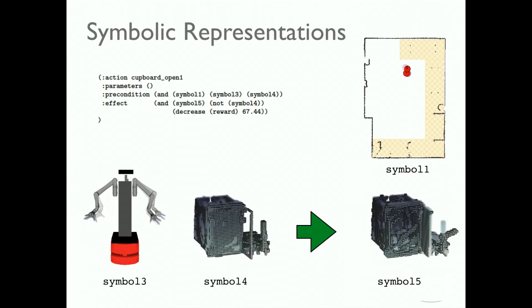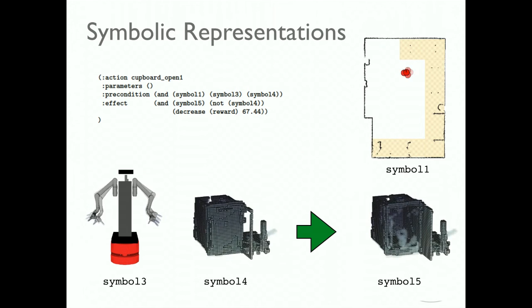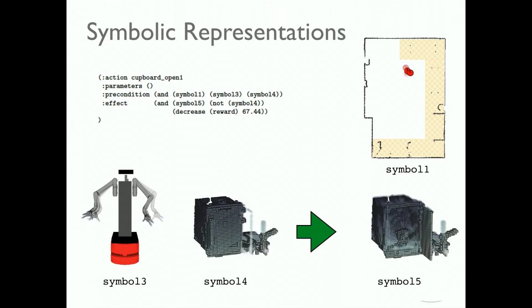Okay, so symbol 1 has to be true. You have to be standing in front of the cupboard. Symbol 3 has to be true. That's a distribution over the robot's joints. I don't know if you notice when it picks something up, it holds it up here. So the robot looking like that means it's not holding something.